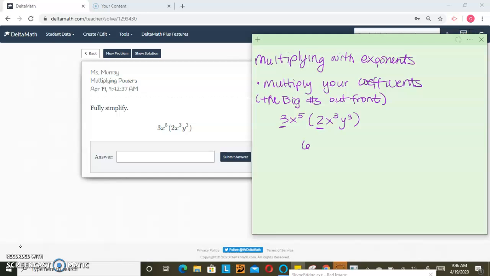So after we multiply our coefficients, we are going to add exponents of same bases. You have two different bases: a base of an x and a base of a y. So for example, x to the 5th times x to the 3rd, I keep my base the same, so I keep the x, and I add 5 plus 3 to get 8.